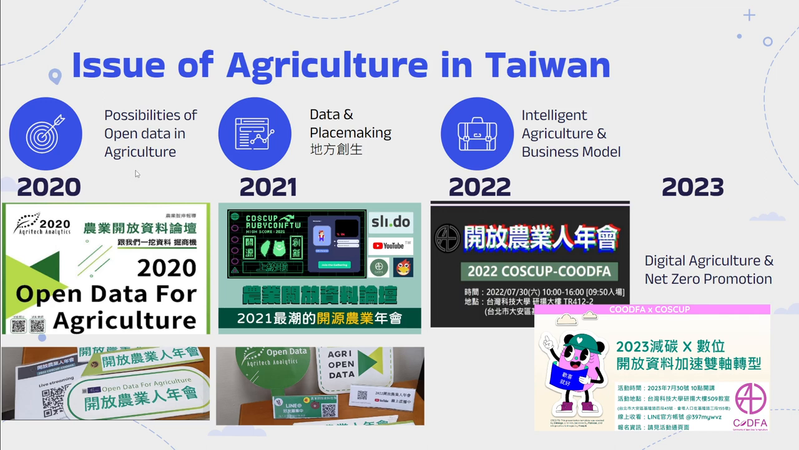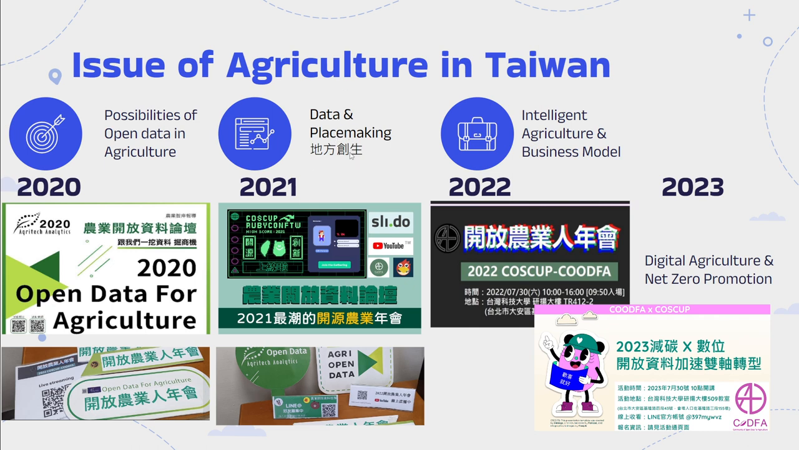And I will quickly introduce the topic in each year in our CUFA community. The first year we focused on the possibility of open data in agriculture, which means we wanted to let more people know open data can help us improve agricultural management and make farmers earn more money. And the second year, 2021, the topic focused on data and place making, 地方创生.